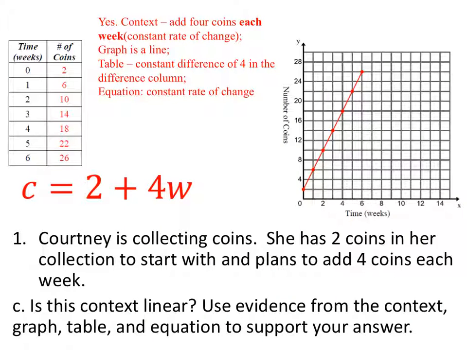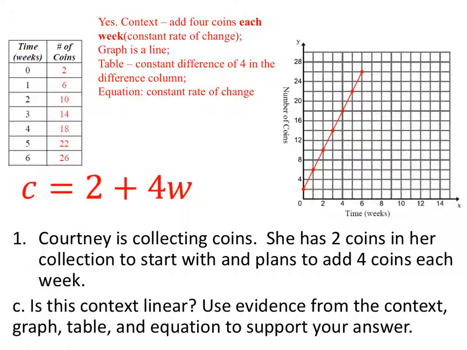Part C, is this context linear? Use evidence from the context, graph, table, and equation to support your answer. Just take 30 seconds and discuss this with your neighbor. Is this a linear situation? All right, yes. This one would be a linear situation, and for several reasons, all right?